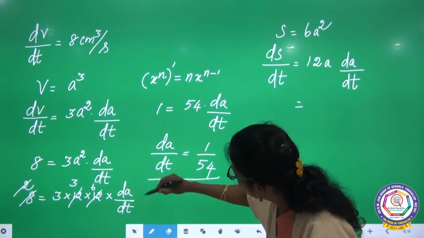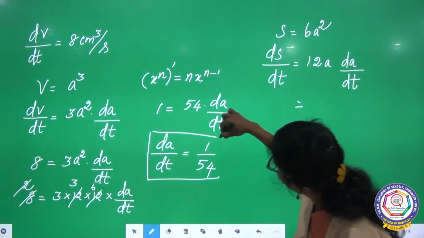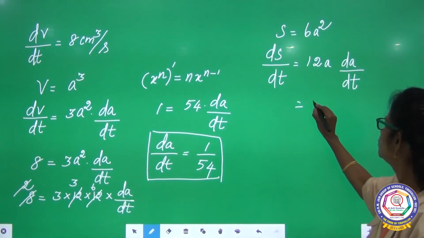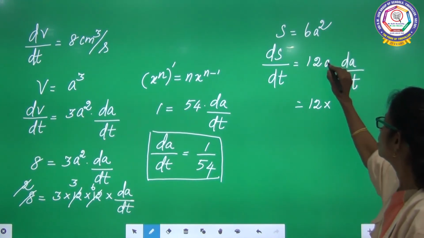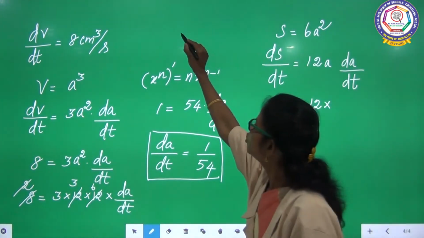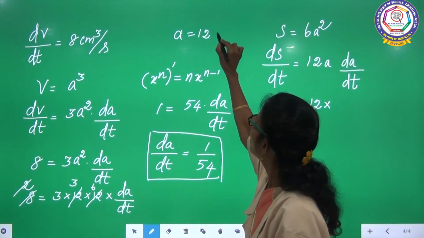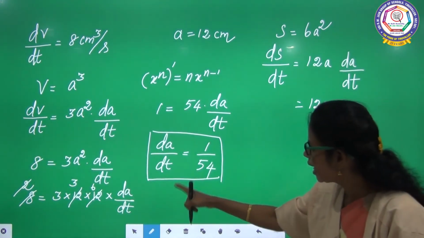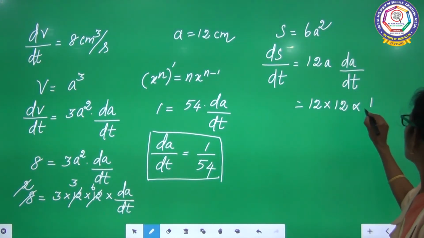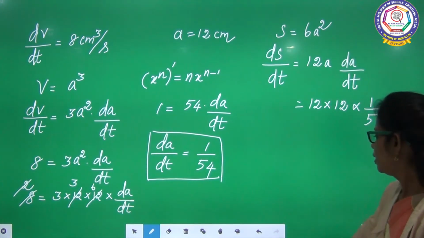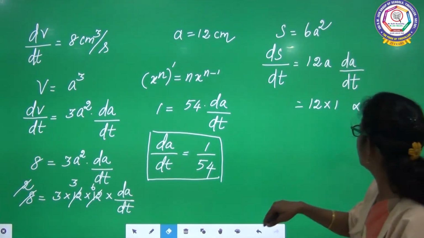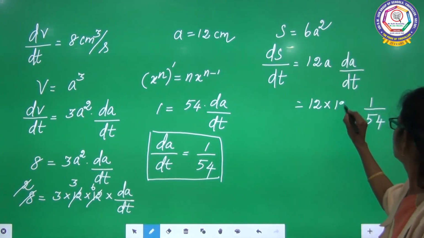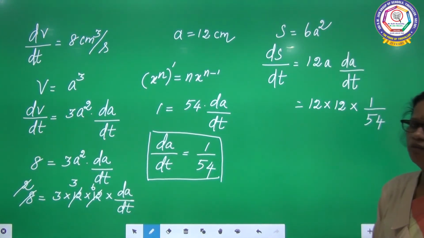Now dA by dt we got as 1 by 54. That you have to use it here. 12 into A, they have given us A equal to 12. It is given in the question, 12 centimeter, right? 12 into 12, and dA by dt is nothing but 1 by 54.